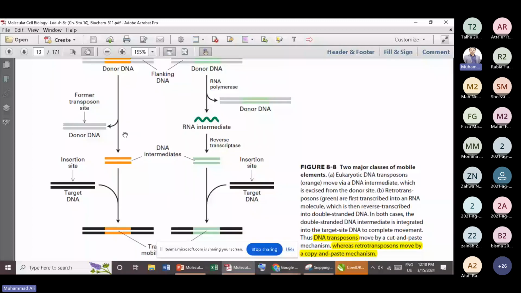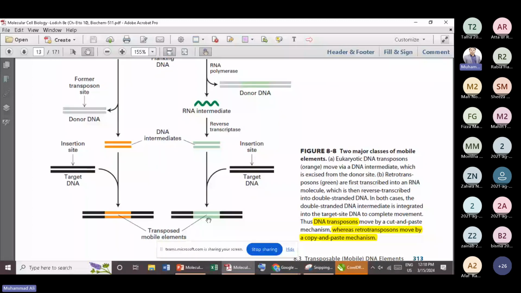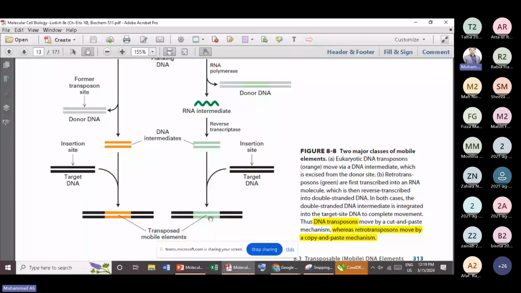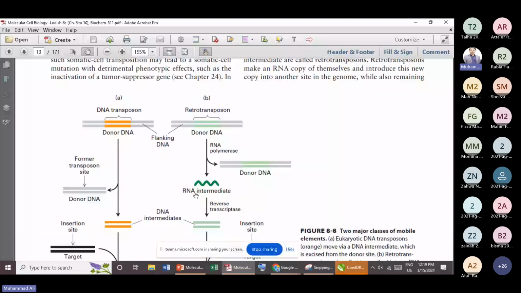But the retrotransposons are different from the DNA transposons. This is the copy paste mechanism. From the gray region, the RNA is transcribed and the RNA is converted into DNA, and then the DNA is transferred to another place in the genome. So the original place contains the same transposon, but the new site also contains it. So this is the copy and paste mechanism. Who? The retrotransposon. Retrotransposon involves an RNA intermediate, but the DNA transposon does not involve an RNA intermediate.